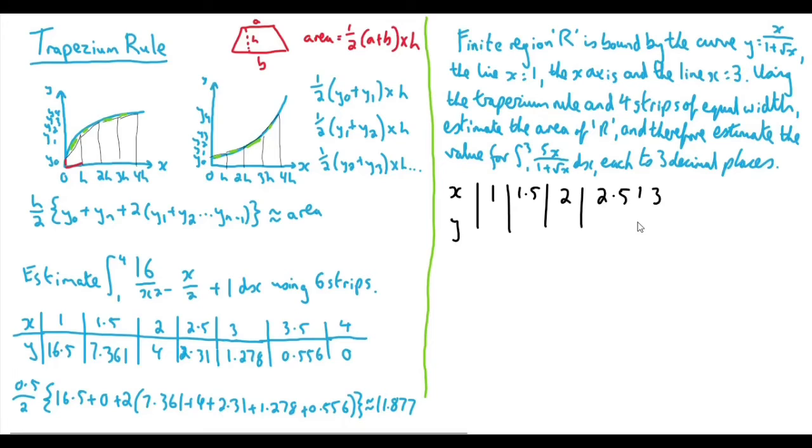So if we work out these here, and just plug your numbers into the calculator, 1 over 1 plus the square root of 1, that will give you a value of 0.5.